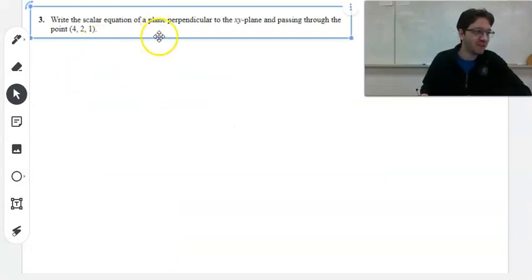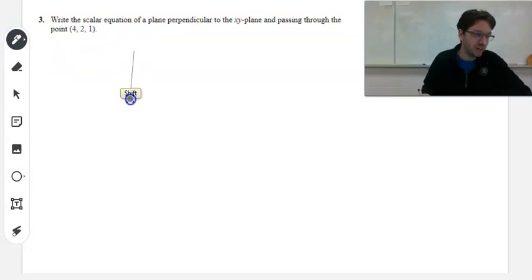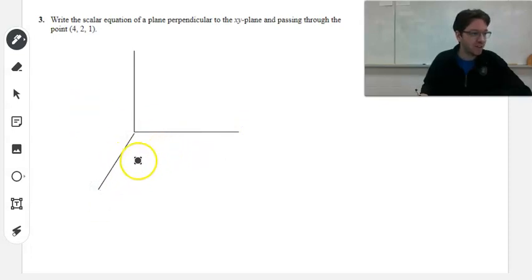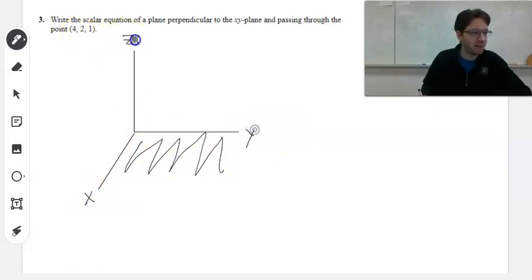Alright, so this question says write the scalar equation of a plane, because there'll be an infinite possibility, perpendicular to the xy plane and passing through the point 4, 2, 1. So try to imagine, I'll try to draw 3 dimensions. Okay. So this is your xy plane right here. X, Y, and Z. So if we were to have a plane perpendicular to that, and goes through the point 4, 2, 1, let me make it a little bit higher so that it's kind of more distinguishable. Goes through this point, then you would have something like this plane here.